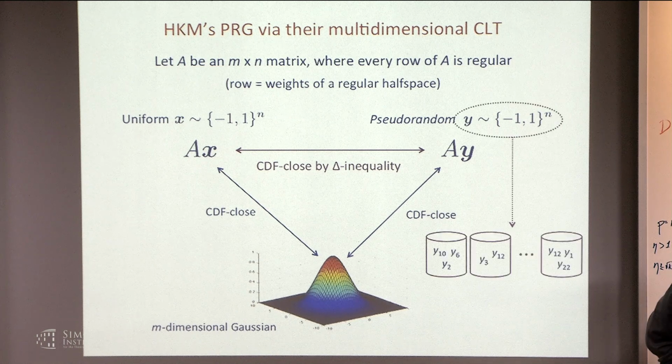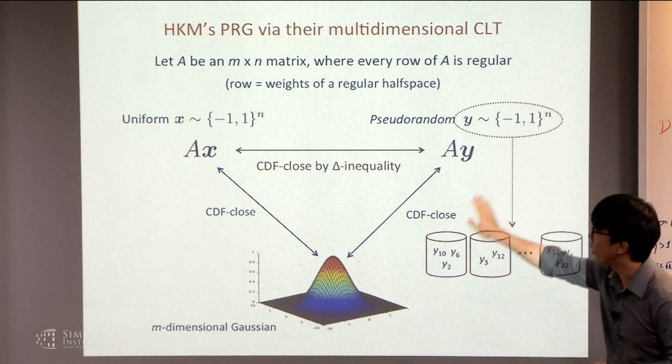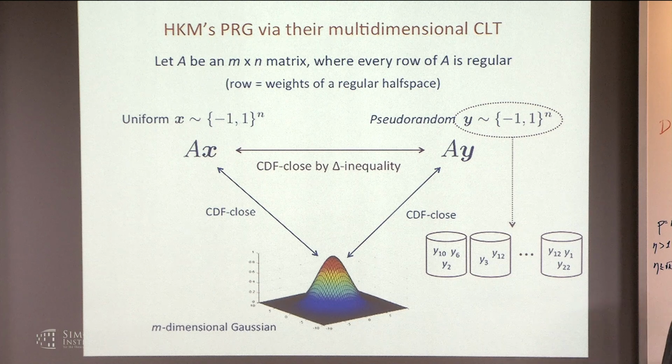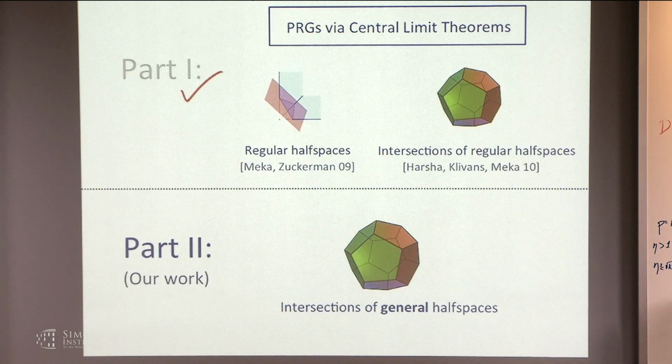And what's y? y is exactly the Meka-Zuckerman generator with different parameters. Hash the variables into a certain number of buckets, independently across buckets, assign k-wise independence for some k. And they show that under this distribution, Ay starts to look like an m-dimensional Gaussian too. Okay, great. So this is a really nice, powerful, versatile framework established in these two works.